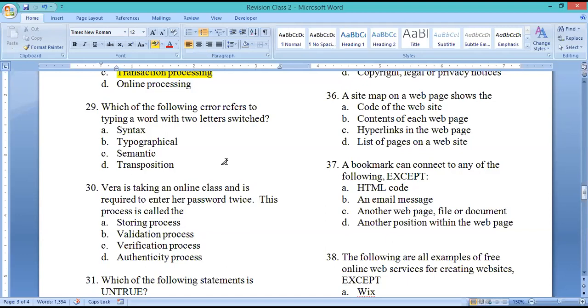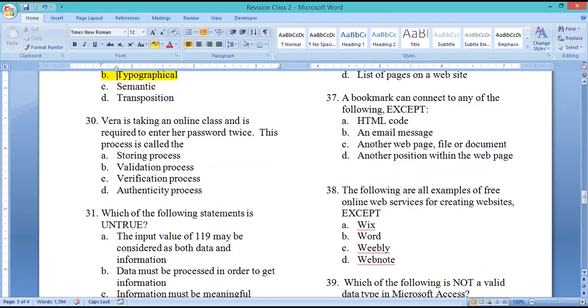Oh, I don't even know. This question is probably not even structured properly. I'm going to stick to typographical because the question didn't say that you changed it purposely, like the letters were switched purposely. That would have been transposition, right? So I'm sticking to a typographical error.